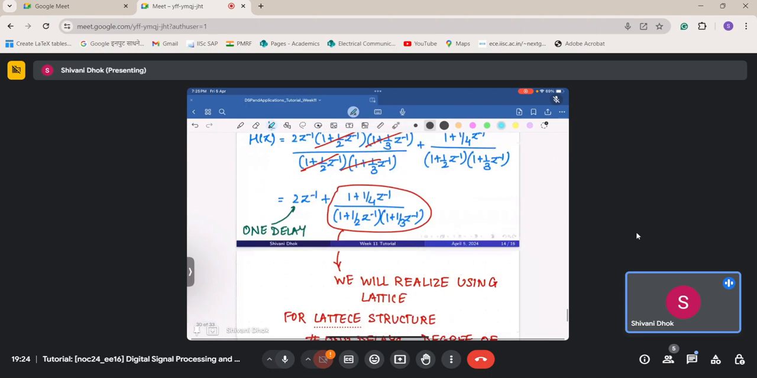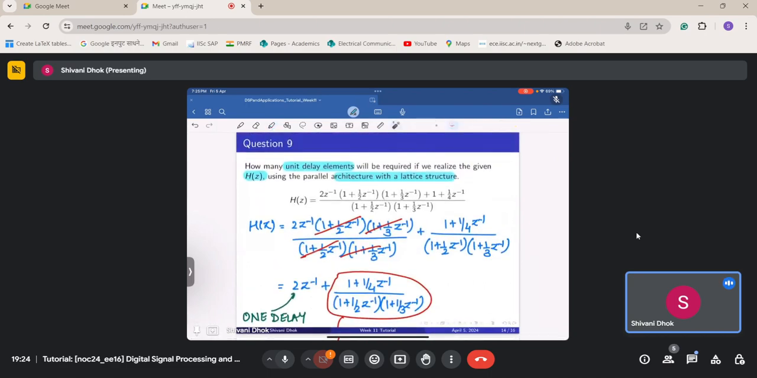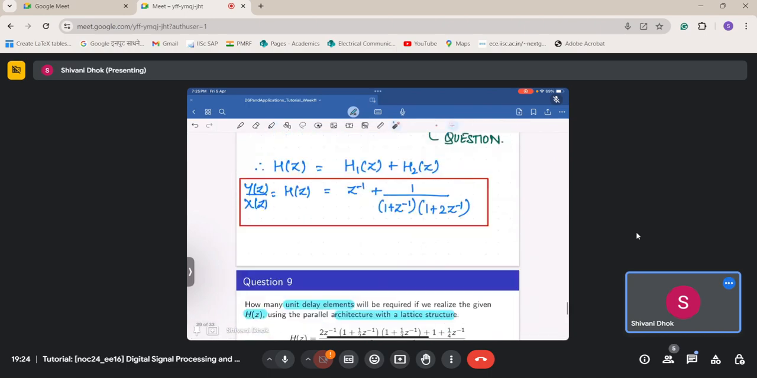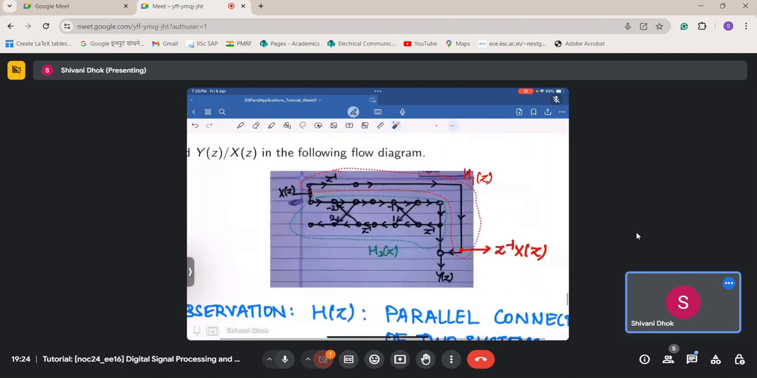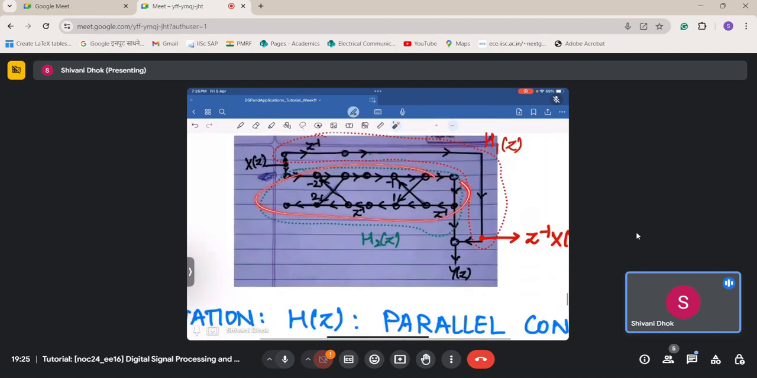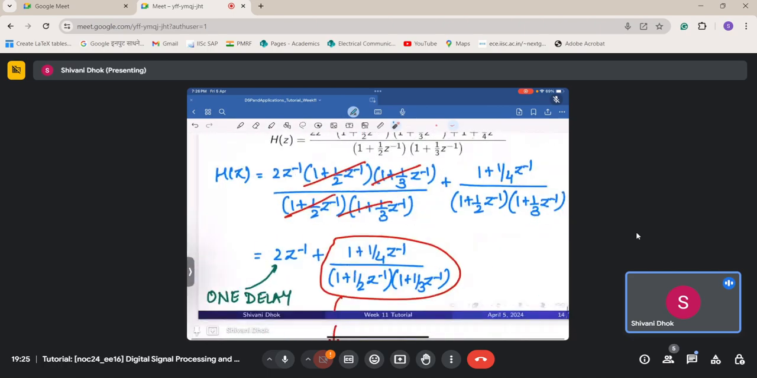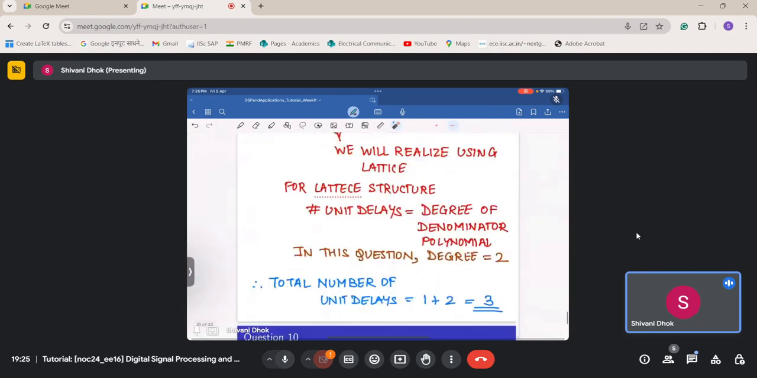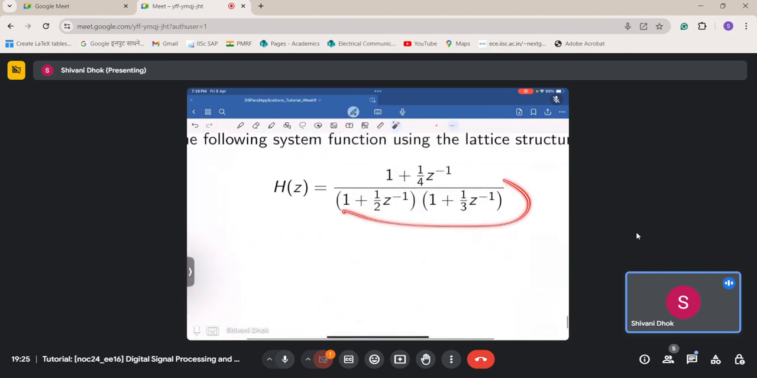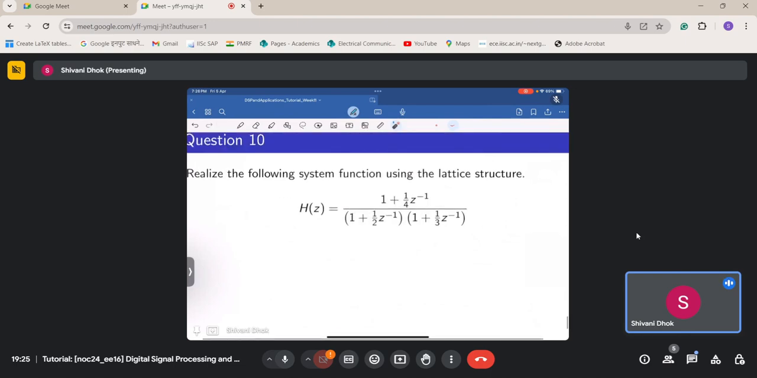If you are referring to this particular structure, then we have H1 plus H2 here, so that is a parallel structure. Similarly, here we had a parallel structure which involved a lattice, again with H1 plus H2. This was also a parallel structure involving lattice. However, in this particular question, we are not asked to do a parallel architecture. We just need to focus on the lattice structure in order to realize this question.